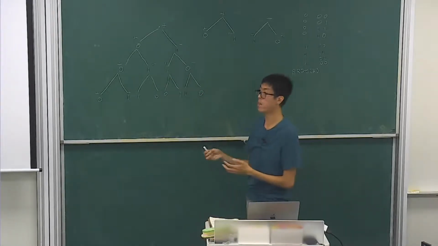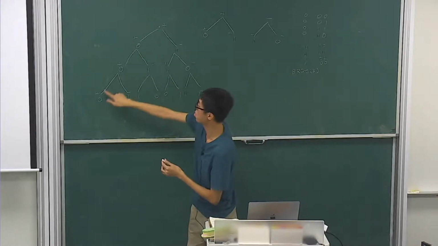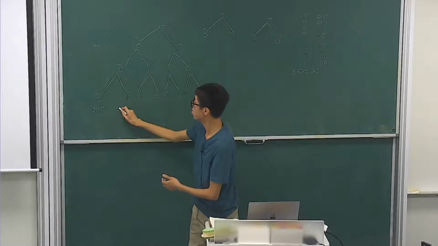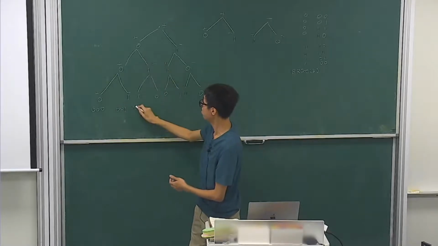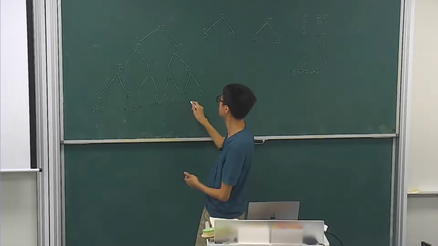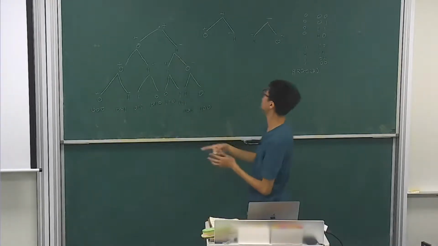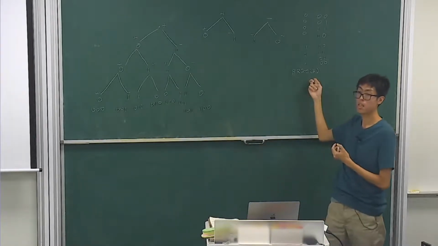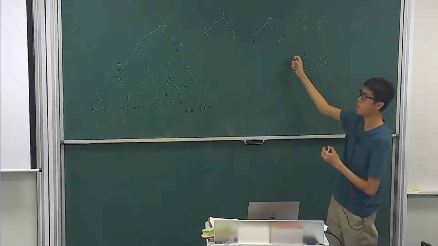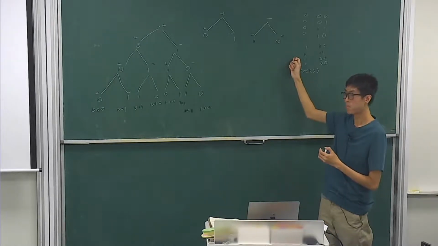Something like that. And then if you list out the strings: 0, 0, 0. This is 0, 0, 1. 0, 1, 1. 0, 1, 0. 1, 1, 0. 1, 1, 1. 1, 0, 1. 1, 0, 0. And this is exactly the BRGC here. That's basically one of the ways to generate the BRGC efficiently.